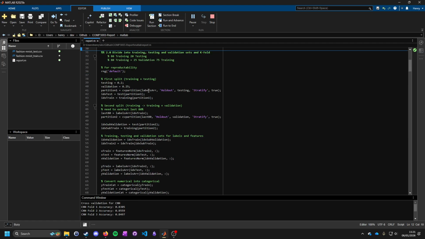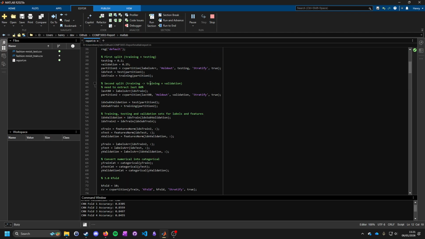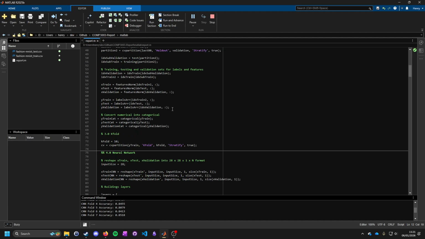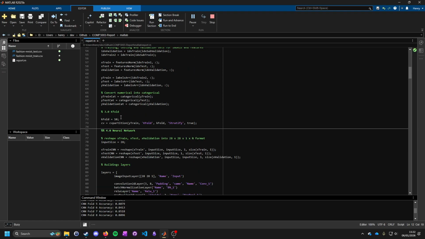The dataset is then split into training, testing, and validation sets, using two CV partitions. The first partition splits the dataset into training and testing, which is 80% training and 20% testing. The second split splits the 80% training into 75% training and 25% validation, which maintains a split of 60% training, 20% validation, and 20% testing. The Y labels are then converted into categorical to prevent the classes having a relation between each other, where the model used a 10-fold cross-validation technique.